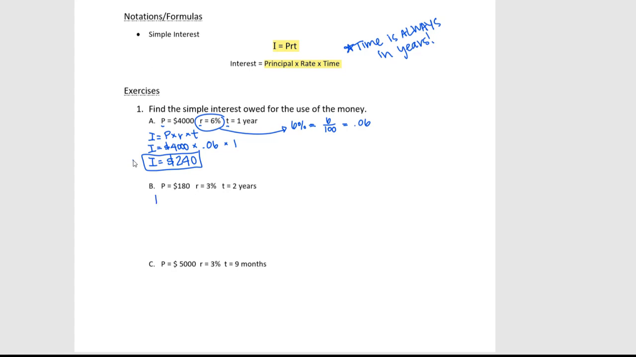Alrighty, on B, we're going to just do the same thing. We are just plugging everything into our formula. So our principal this time is $180. Our interest rate is 3%. 3% is 3 out of 100. 3 divided by 100 is 0.03. And then our time is 2 years. So our interest on this one is going to be $10.80.